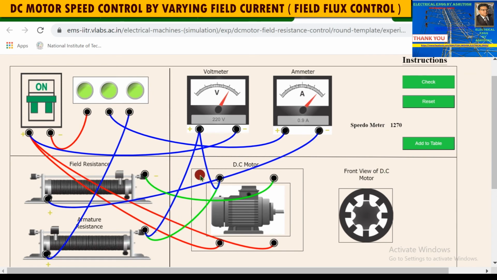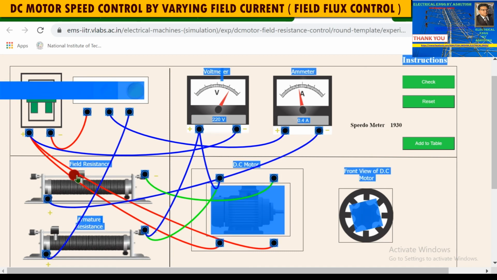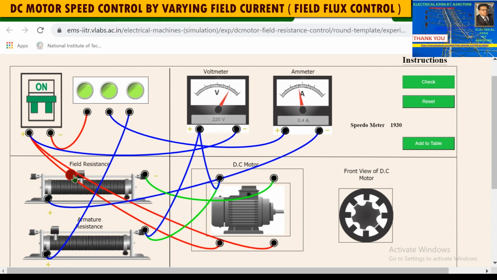Okay, and if you change the field resistance, if you slide this field rheostat to the left side, the field resistance increases. You can see here. Okay, and the speed of rotor increases. You can see over here. Okay, you slide this field rheostat left side like this, and speed increases.